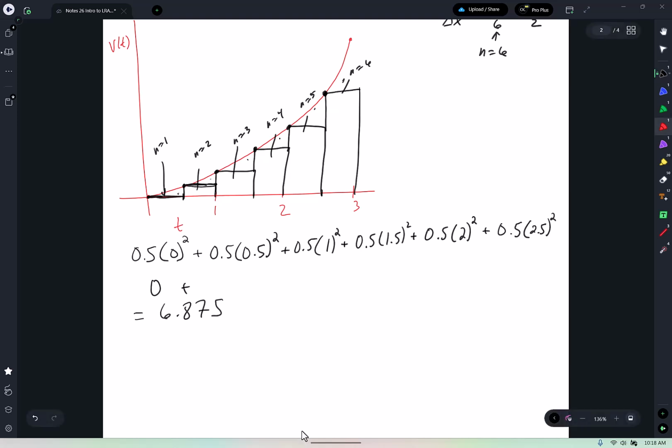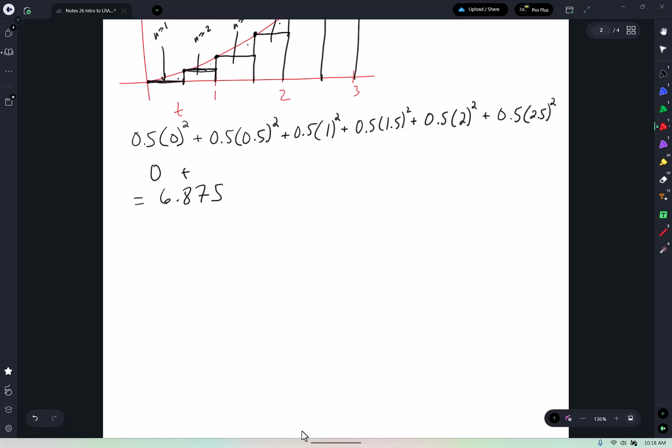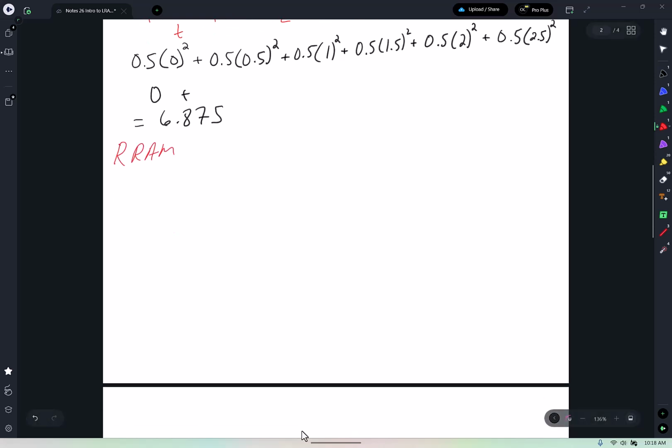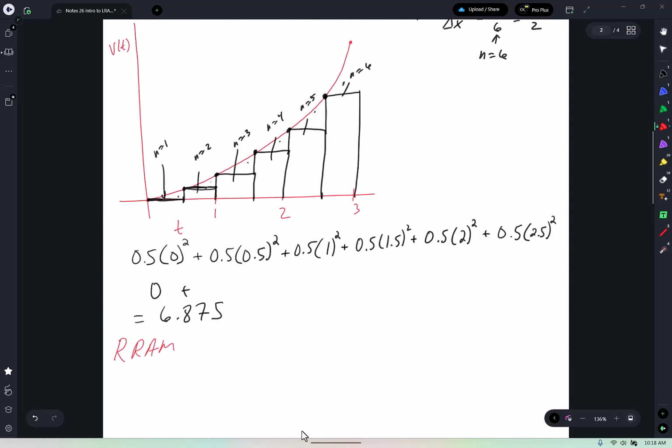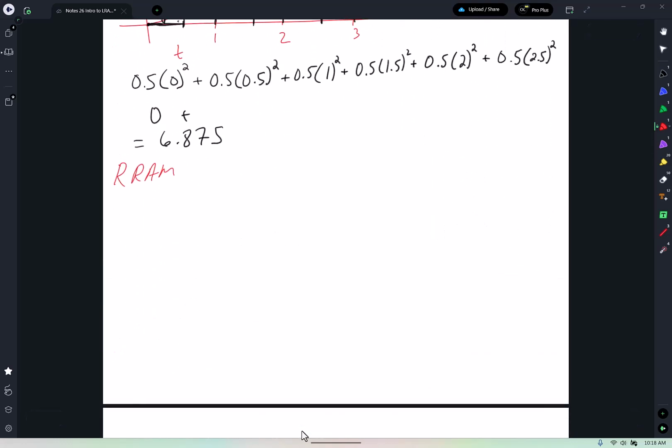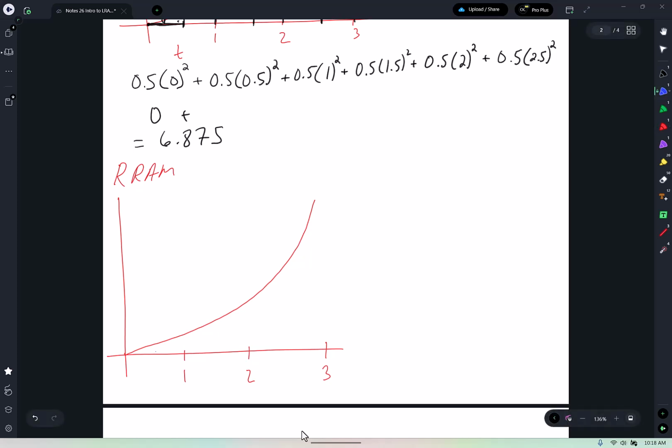So I'm going to change colors. Well, my rectangles are going to change colors. I'm going to do this. I'm going to go RRAM. And, oh, man, do I have enough space for two more? Okay, I'm going to use this half of the page, and then I'll do the other half for MRAM. All right, here we go.